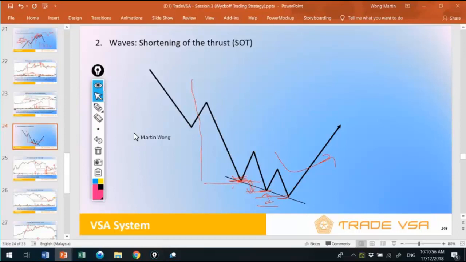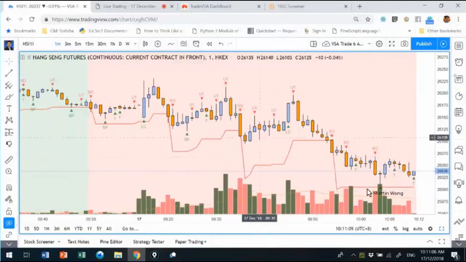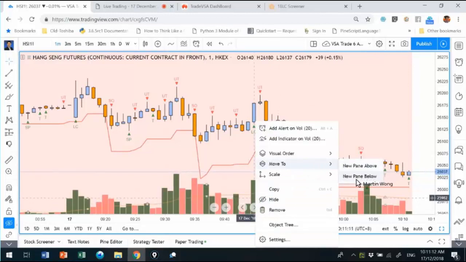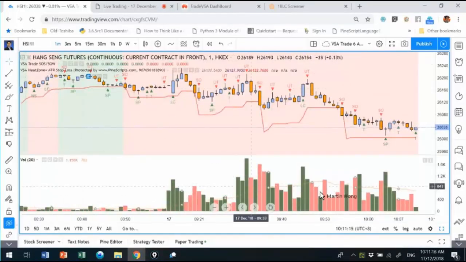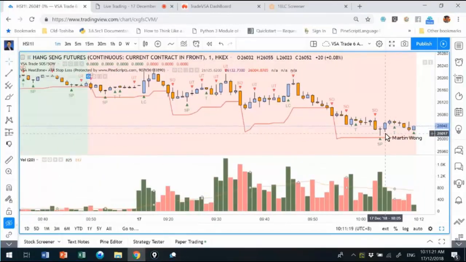Shortening of the thrust is to look for the setup for going long. That's right. So this is what we are doing, and you can see we got a nice spring here. Let me move this down. Yes, new panel below. I'll turn on the volume also. If you're going to go long, what do we look for next?